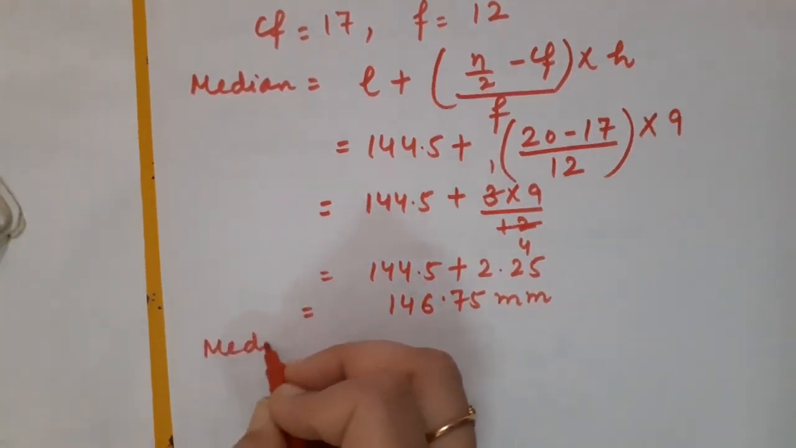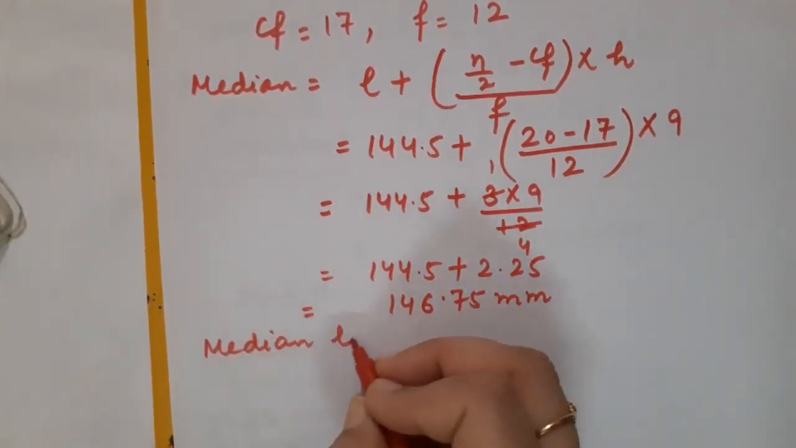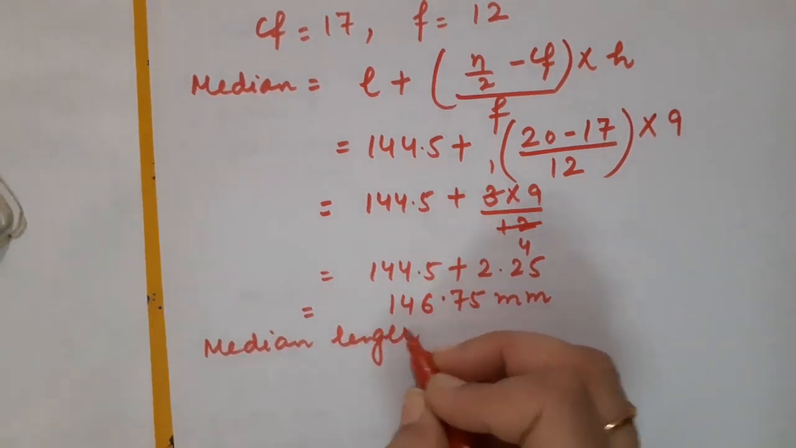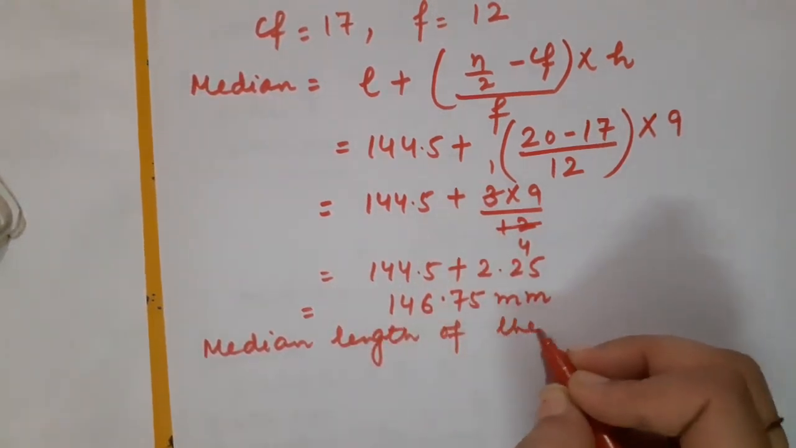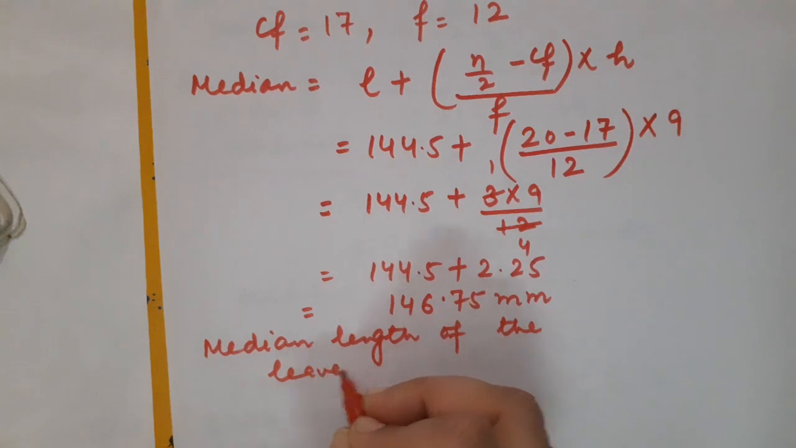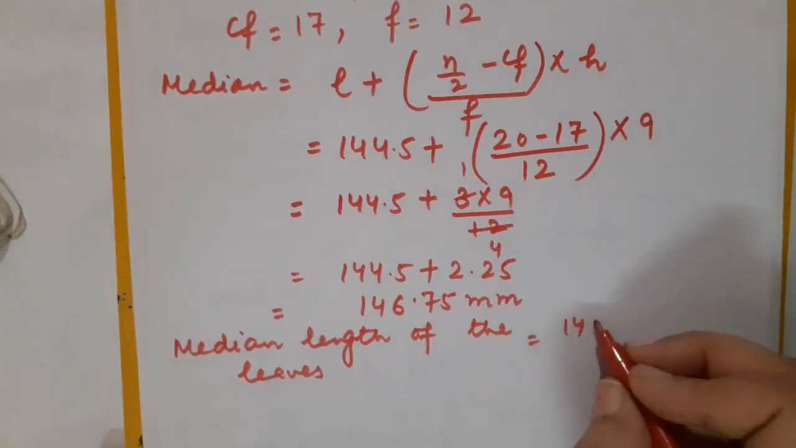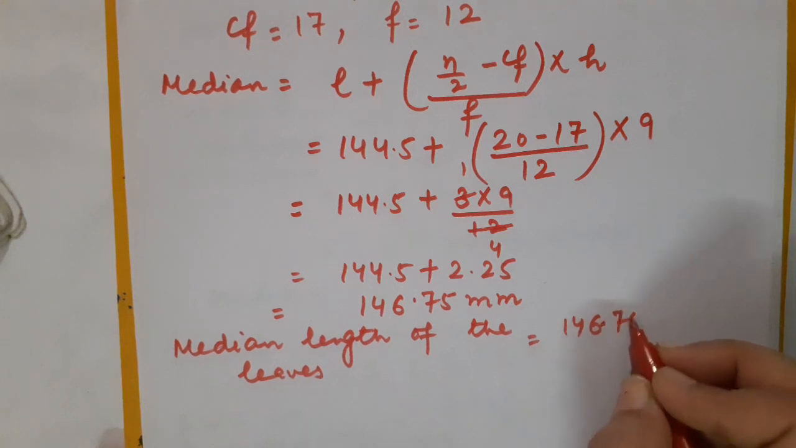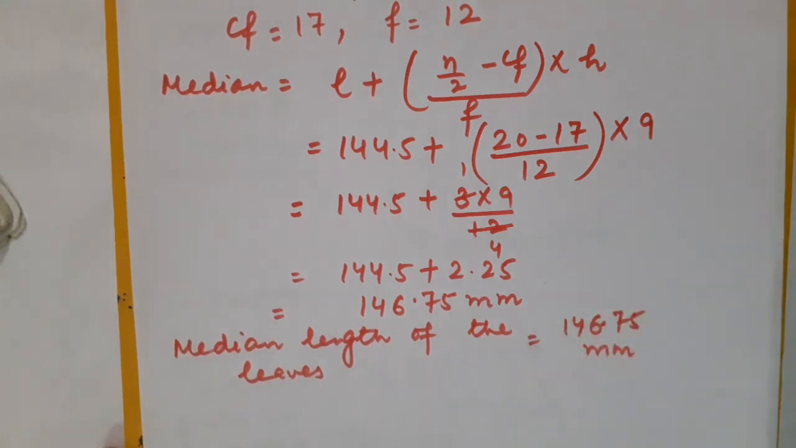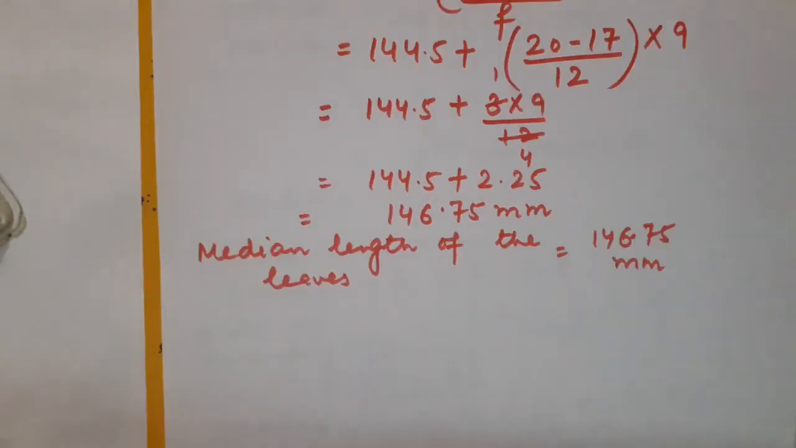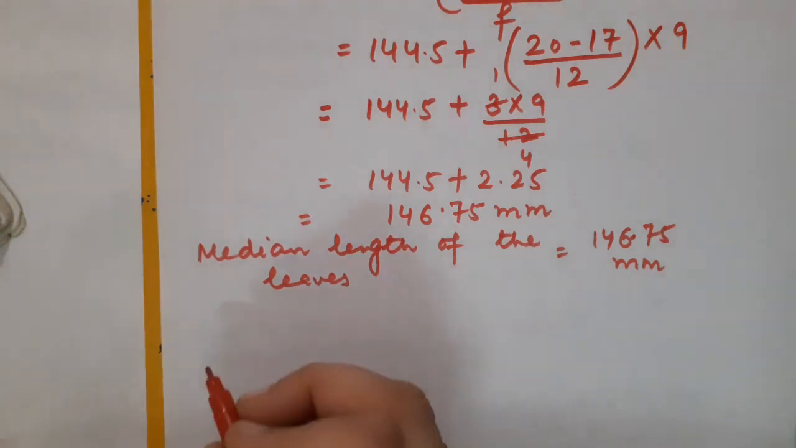So what is our answer? Median length of the leaves is equal to 146.75 millimeters. Got it? So children, this was all about how to calculate median using less than frequency distribution table. Okay. Now I am going to take its reverse also.